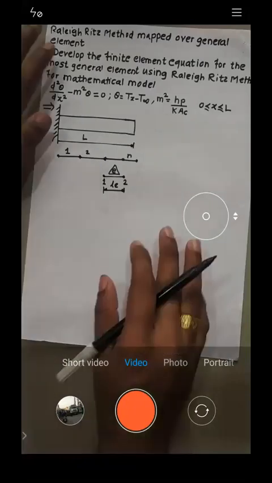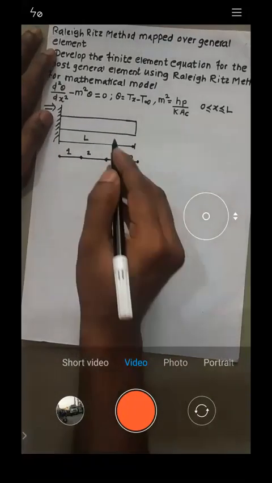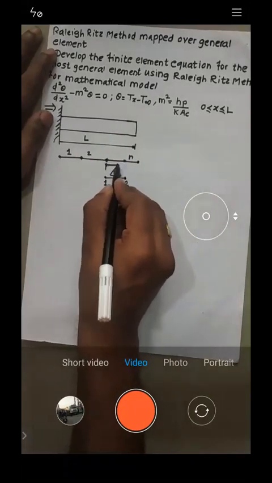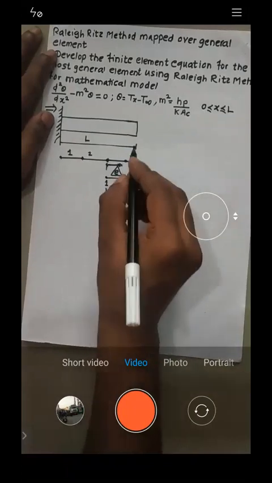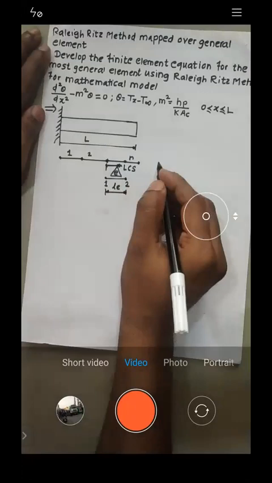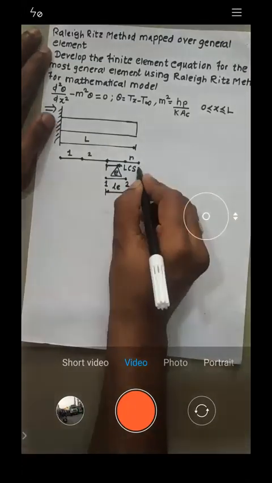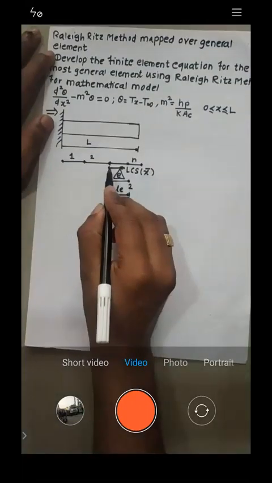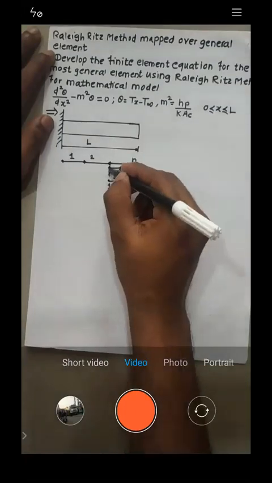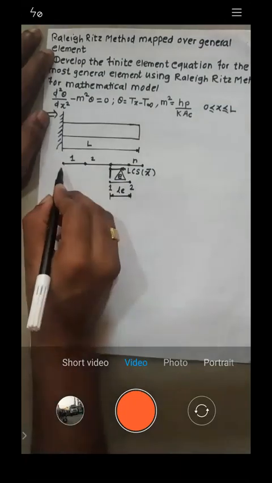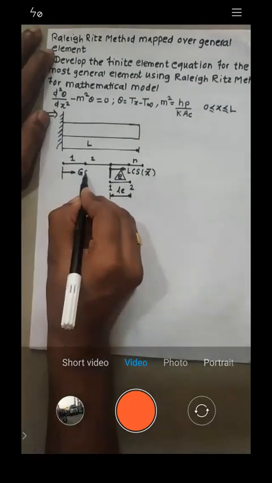Okay, now see, if you start measuring the location from this point, it is called the local coordinate system, indicated by X bar. But if you start measuring the location from this particular point, it is called the global coordinate system. Is it okay? Yes, sir.